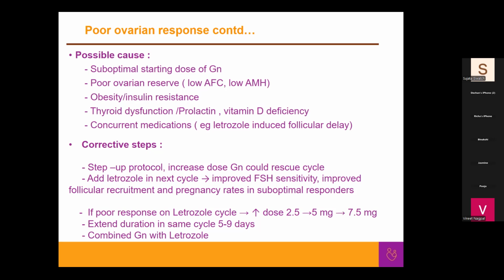See, this particular cycle was only gonadotropins. We can see the poor response in the letrozole cycle also.